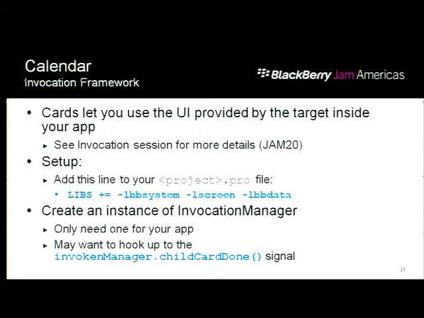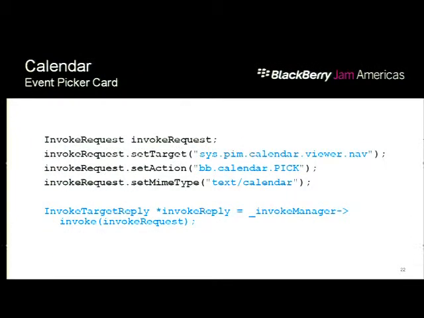So you need to add libbbsystem, lscreen, and lbbdata. Then you're going to create an instance of an invocation manager. You only need one for your application. You may want to hook it up to the child card done signal. It depends what you're actually doing with it. But this is basically when the card is done, you may get some data back, depending on what you're actually invoking. So, event picker card.